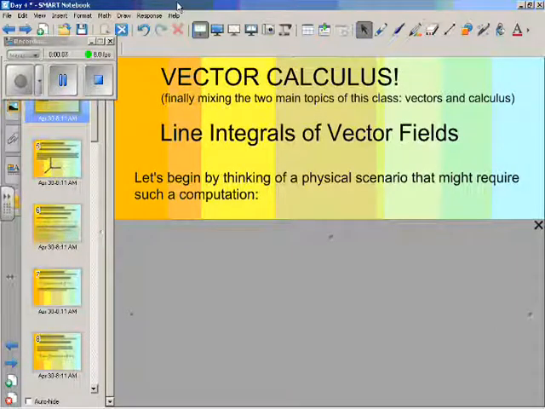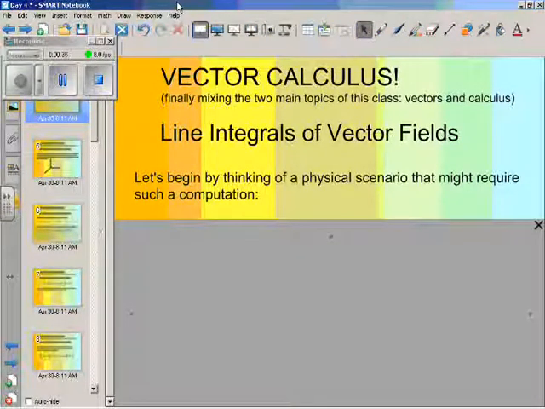Okay, so like I said, what we're going to talk about today is integrating through vector fields. Remember, we define a vector field as a function that assigns a vector to every point in space. We can think about it in two-dimensional or three-dimensional space, but mostly we think in two-dimensional space.